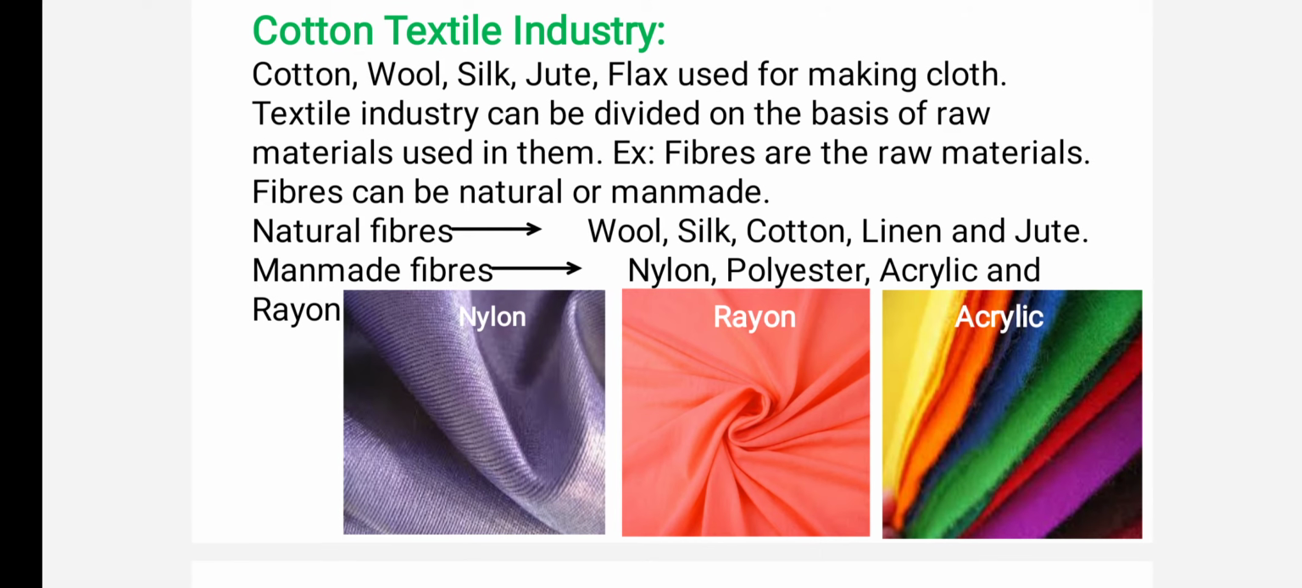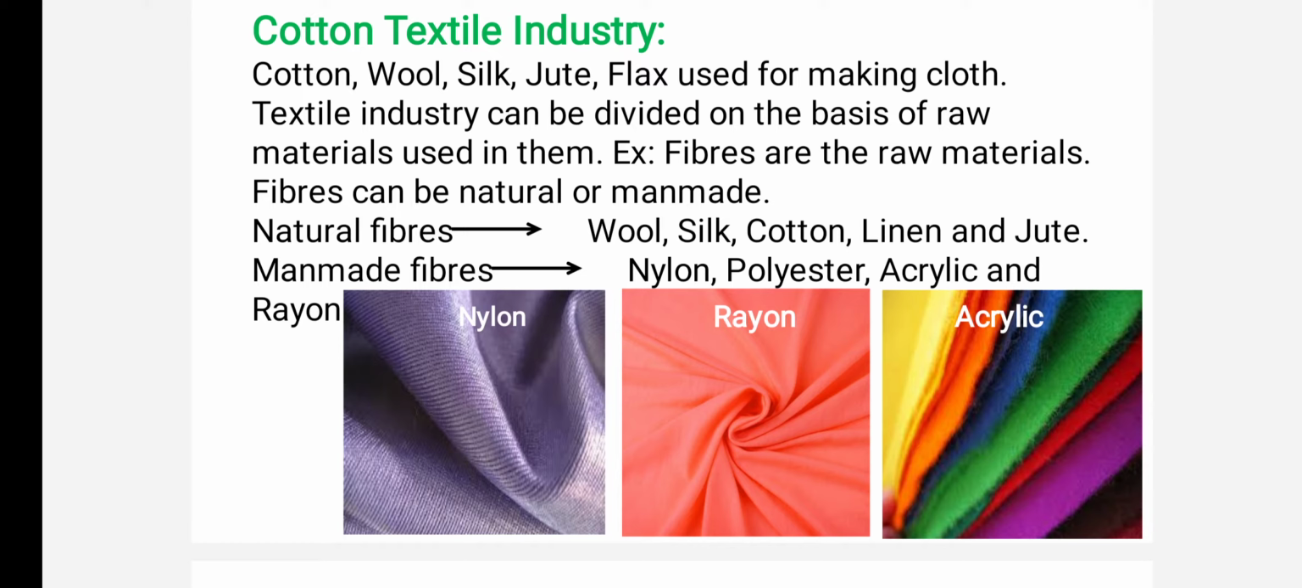Cotton textile industry. In that industry, cotton cloth is manufactured. Actually, weaving cloth from yarn is an ancient art. It's not a new one. Cotton, wool, silk, jute, flax, these are the substances or materials which we use for making cloth.